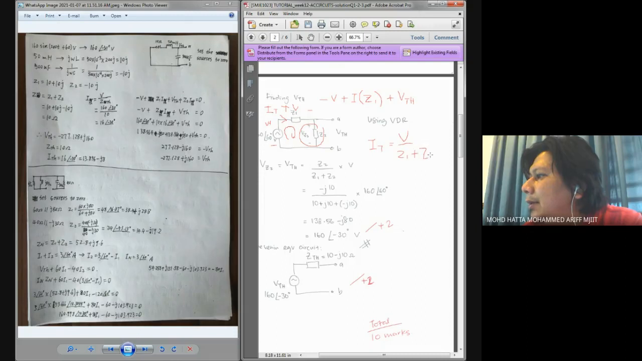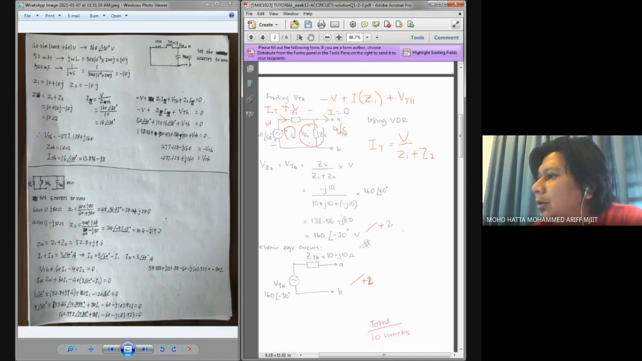Why do we say that? Oh, this is interesting. Sharing section is very interesting. All right. Why? Because since this is open circuit, it means that there is no current flowing through here. I over here is 0.